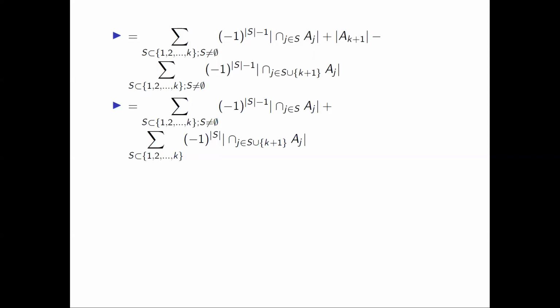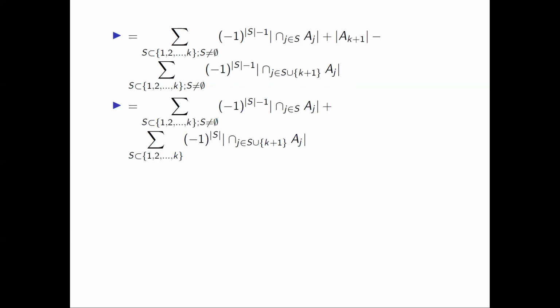So that's what gives us the term, which is the cardinality of A of k plus 1. So we just absorb that term into the sum. You'll notice also that in front of the sum, instead of a minus, we now have a plus. The reason why we got a plus there is because we changed the minus 1 to the cardinality of S minus 1 to a minus 1 to the cardinality of S. So we lost the power of minus 1, and that's why we changed a minus to a plus.